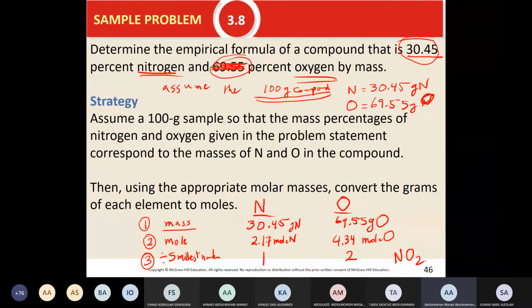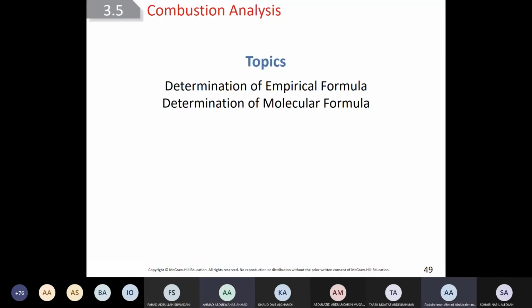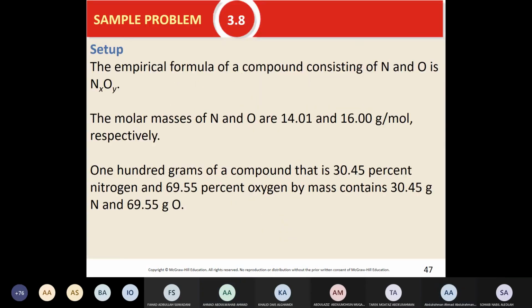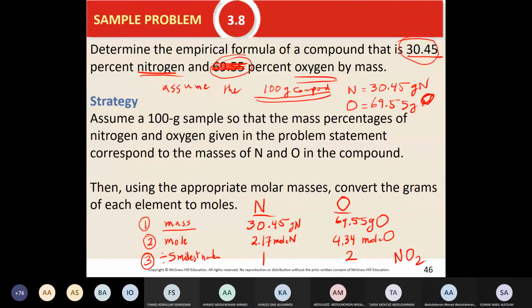Do you know how to find the empirical formula from the compound? Yes, clear, doctor. Good. I hope it is clear. Doctor, in the last slide, you divided what by what? It's nitrogen over 30.45. How do you change mass to mole? You just multiply it by the number of... Okay, I understand now. Thank you. Are you sure? Yes. Good.